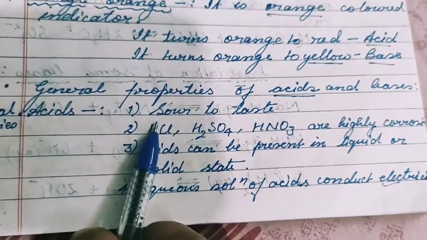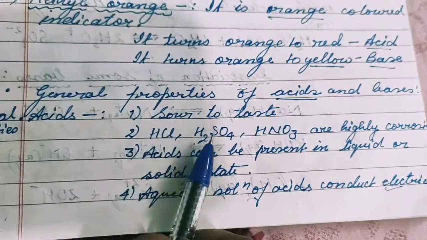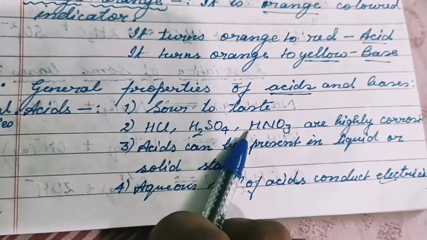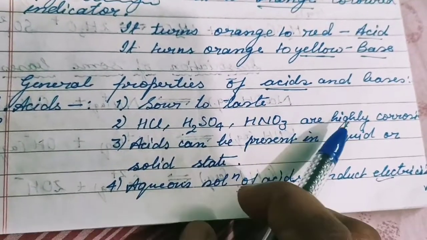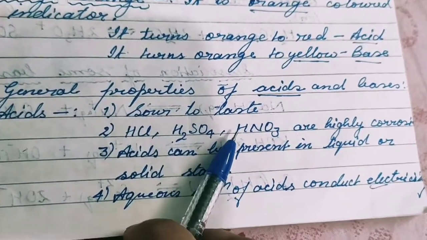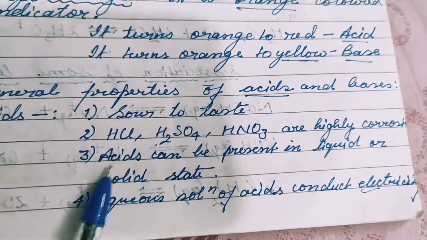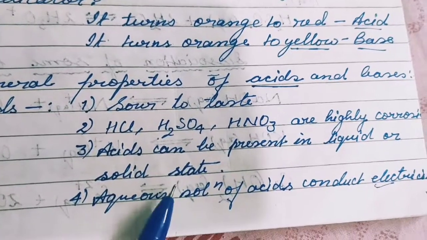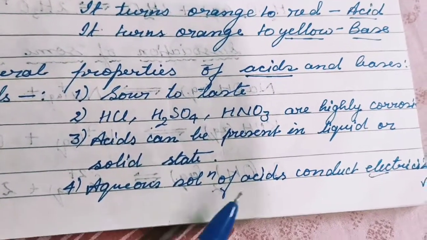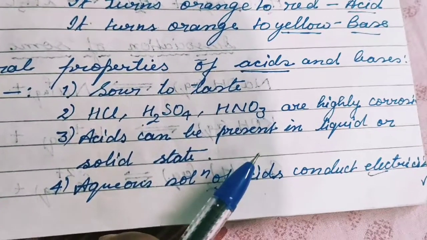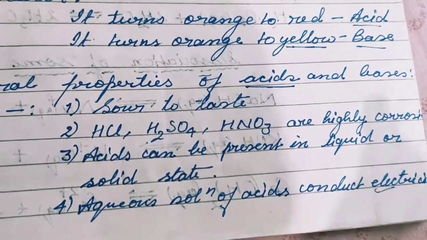Okay. Next, hydrochloric acid, sulfuric acid and nitric acid. See the formulae of these acids. So these are highly corrosive, means they can cause burns when they come in contact with the skin or anything. Okay. Next, acids can be present in liquid or solid state. Next, aqueous solution of acids conduct electricity. So aqueous solution of acid can be used as electrolyte.